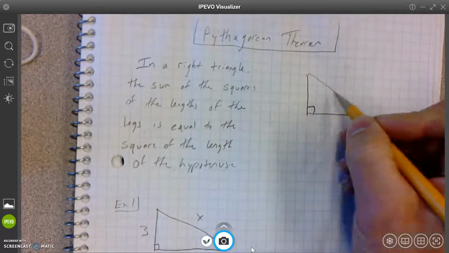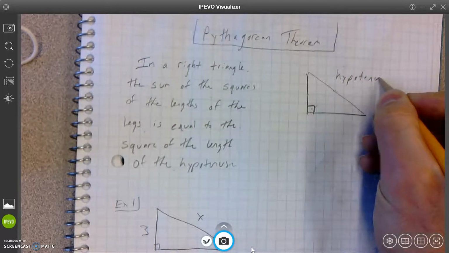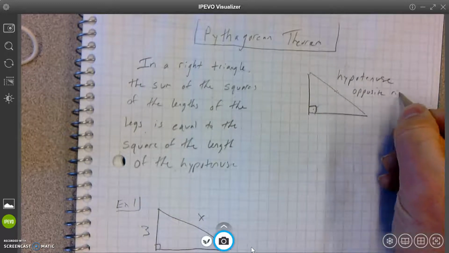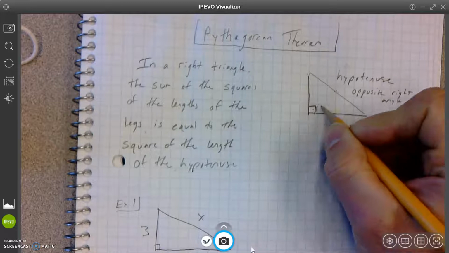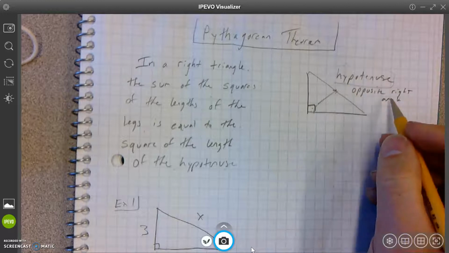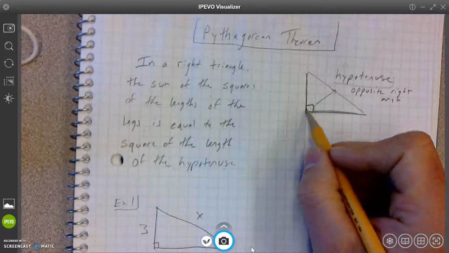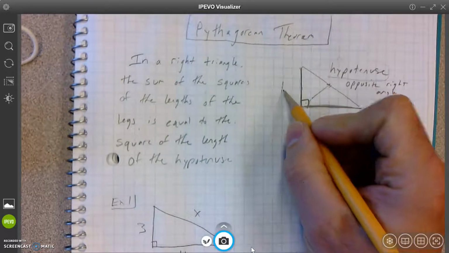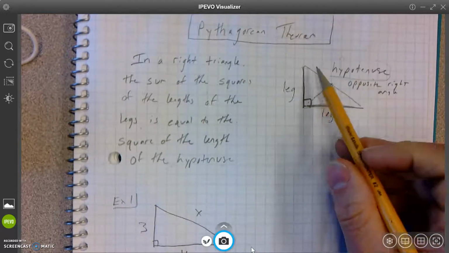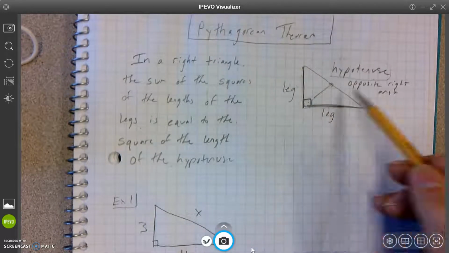Okay, so opposite the right angle is called the hypotenuse. You want to do a little note to yourself, opposite right angle. Opposite just means across, like you could draw a line to it, bam. It's called the hypotenuse, opposite the right angle. And these two sides that make up the right angle, right? These are called the legs. Leg and leg. So opposite the 90-degree angle is called the hypotenuse, and the two sides that make up the right angle are called the legs.